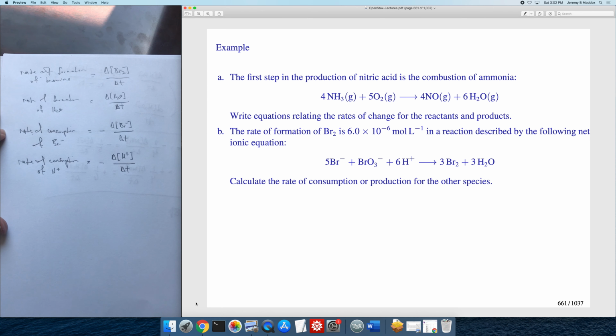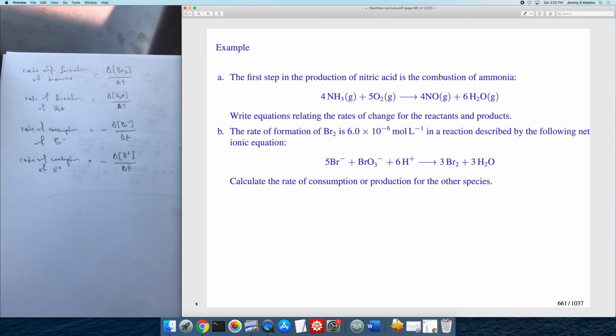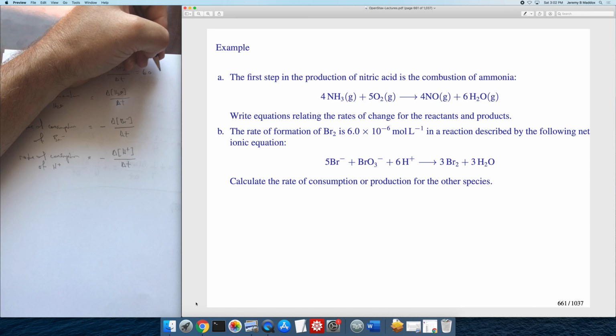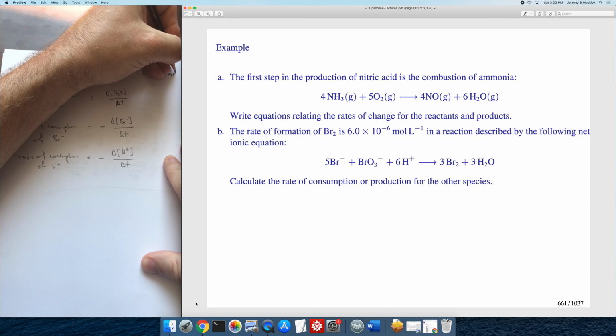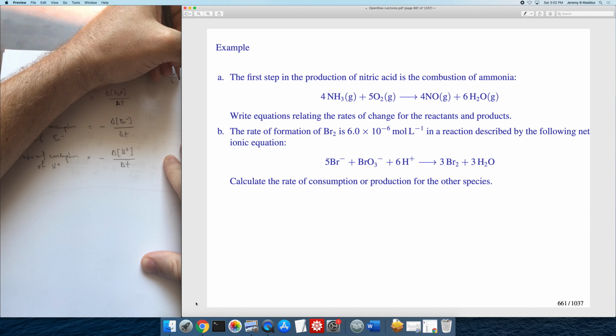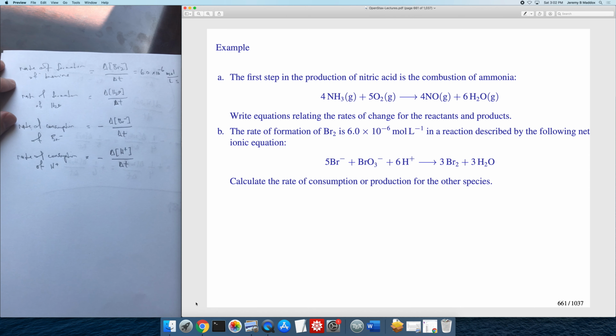Now what they've done in this problem is they said that this quantity, the rate of formation of bromine, is equal to 6.0 times 10 to the minus 6 moles per liter, and if you've been paying attention, you'll see that I've got a typo here. It should be moles per liter per second. I left off the per second. So we want to correct that.